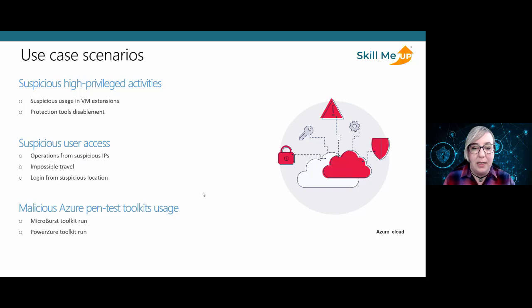You want to make sure that you've got notice if there are malicious Azure pen test toolkits being used. So the MicroBurst toolkit, if that's running, you want to be able to be alerted on it. PowerZure, you want to figure out if that's being run as well. These are not great things to be running in your environment. You probably want to get alerted on it if it's happening. And a great way to track all of that is through Azure Defender for ARM.